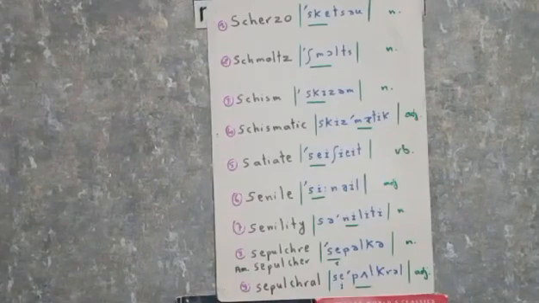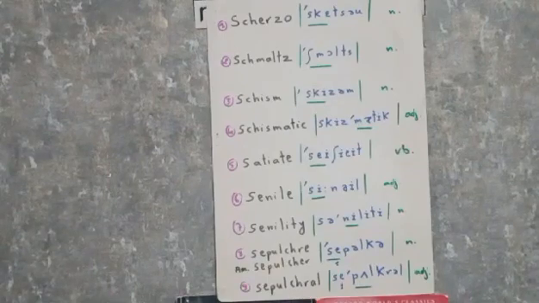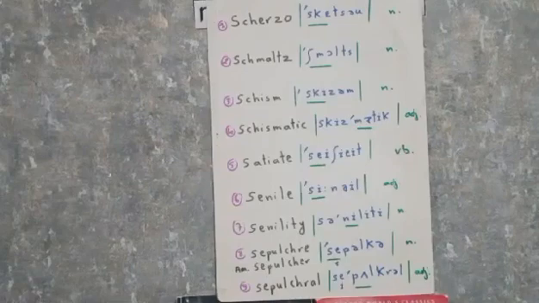And notice here the E sound in the adjective senile becomes the schwa sound in the noun senility. We don't say senility, we say senility. Senility, it's a four-syllable noun. The second syllable is stressed, ni with short e. We say senility. And then you move on to the word number eight, sepulchre.